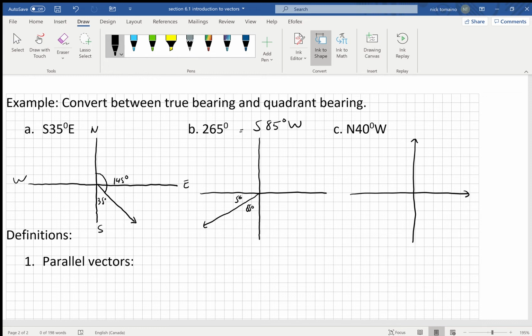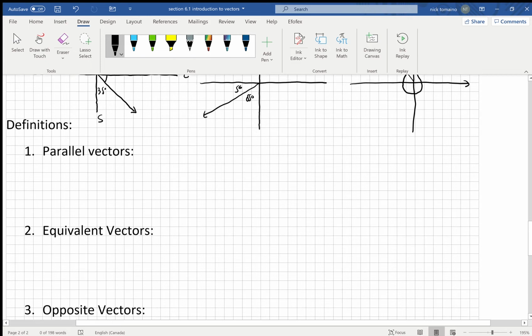And last one here. We're going north 40 degrees to the west. So it's this way here. And that's 40 degrees. Okay, so then our true bearing is, if we go here, that we're going from here all the way to here. So it's going to be 360 minus 40, which is 320 degrees. Okay, perfect. All right, so now some definitions.